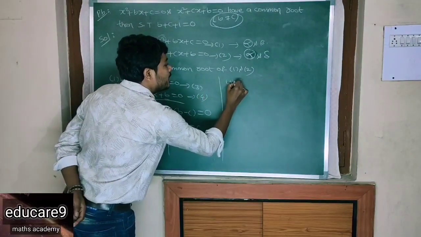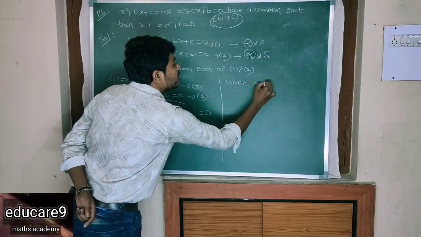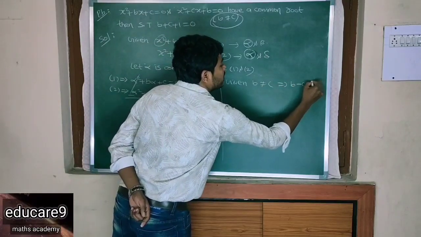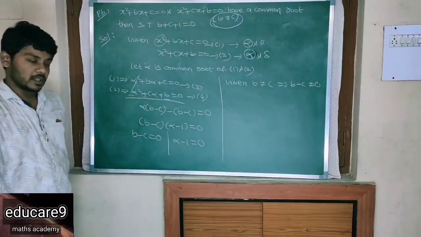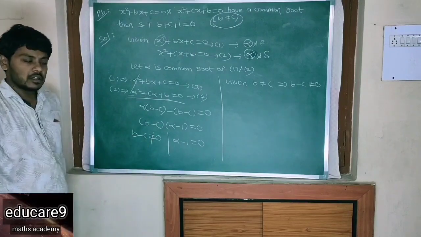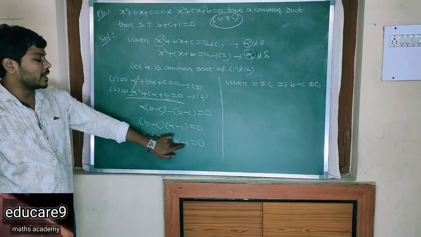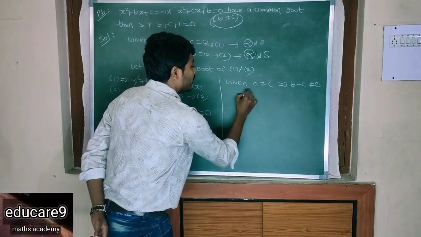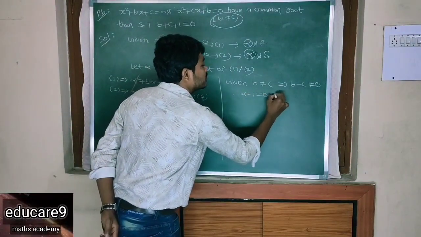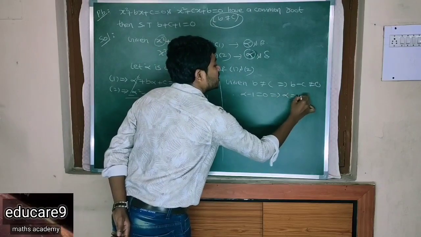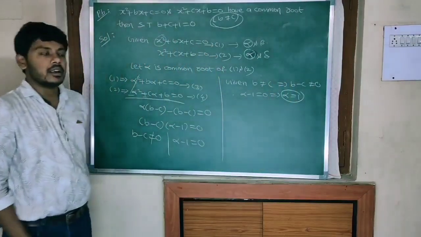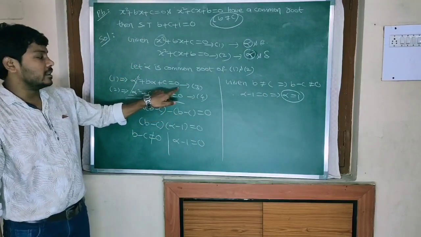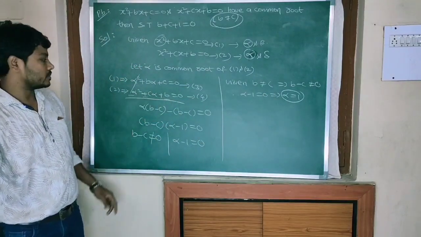So given b is not equal to c, that is b minus c is not equal to 0. So this is not equal to 0. Then alpha minus 1 should be 0. So therefore alpha minus 1 is equal to 0. From this alpha is equal to 1. Now substitute this alpha in either 3 or 4.